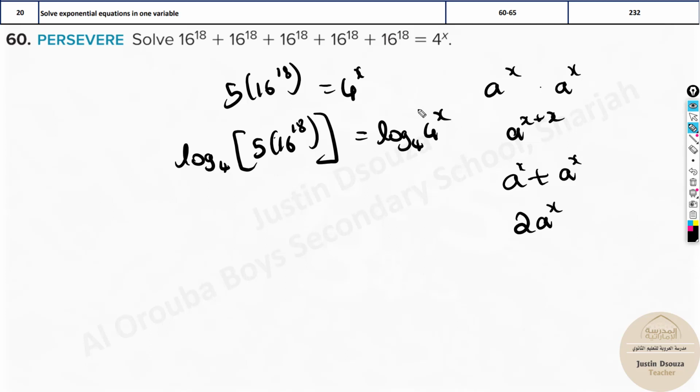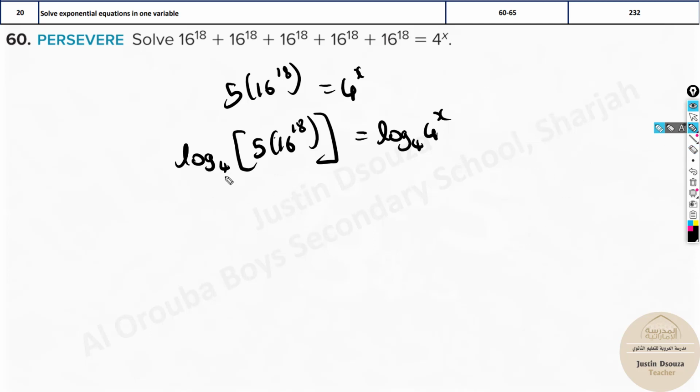Now you should just remember this much, because when you study log functions, you will learn a lot about this and you'll understand well. But as of now, just remember this. You can put this directly in the calculator, but on the right side, whenever the base of the log is the same as the number, it is 1. And whatever is the power comes down. It will be x log base 4 of 4.